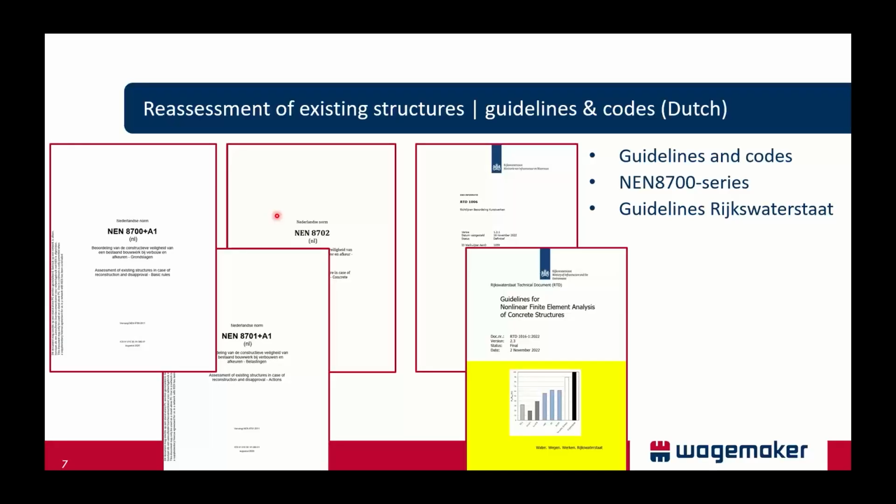So I talked about the Eurocodes. In the Netherlands, we have for assessment of existing structures a special set of standards which is called the NEN 8700 series. And also for the primary infrastructure for which Rijkswaterstaat is responsible in the Netherlands, we have some dedicated guidelines from Rijkswaterstaat as shown here on this slide.